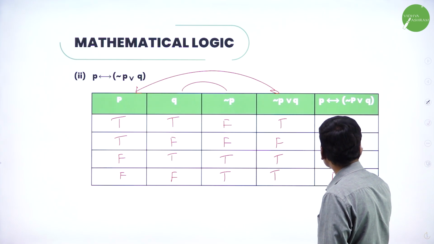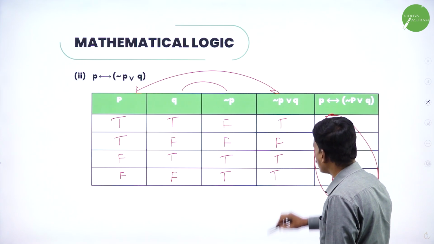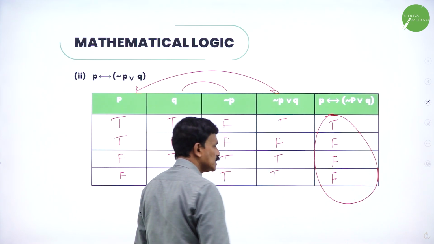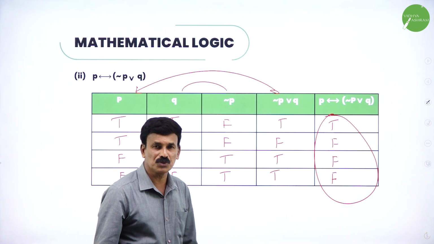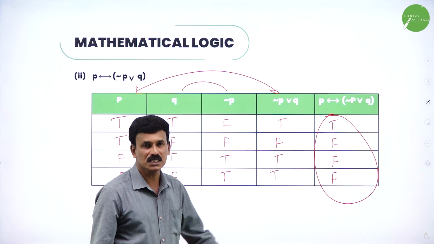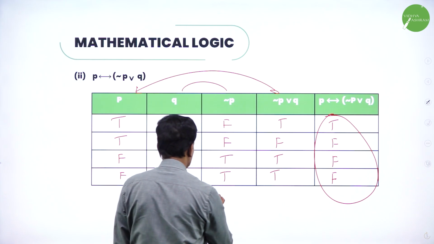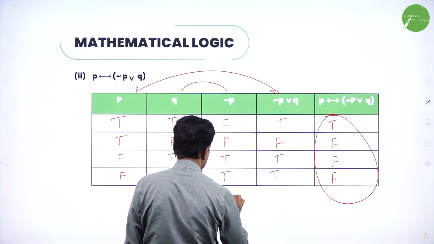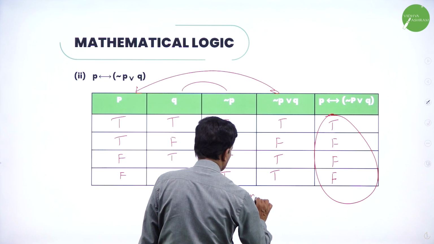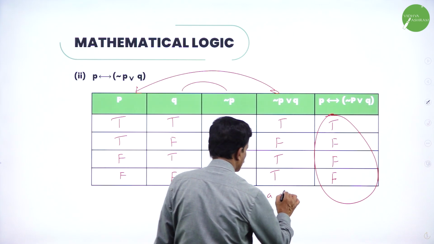What do you say? The entries in the last column are neither all T nor all F. It contains both T and F. Therefore, this is neither a tautology nor a contradiction. That means the given compound proposition is not a contradiction.